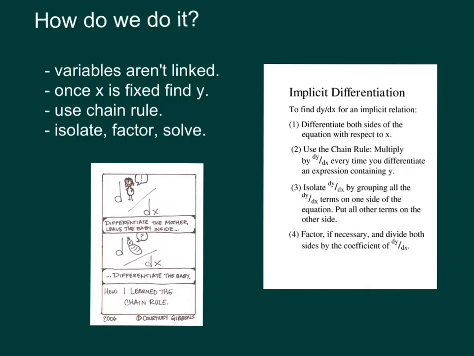First off, the variables aren't linked. Once you find x, then you can find y. You can use the chain rule, power rule. You isolate, factor, and solve. On the right side of me is like a 4-step process of solving for implicit differentiation.